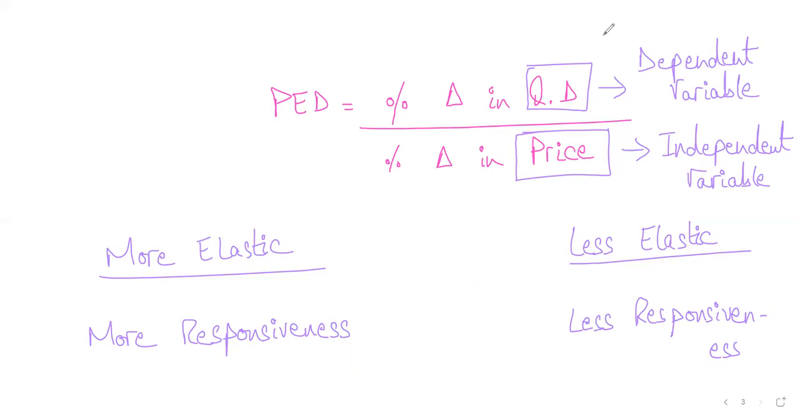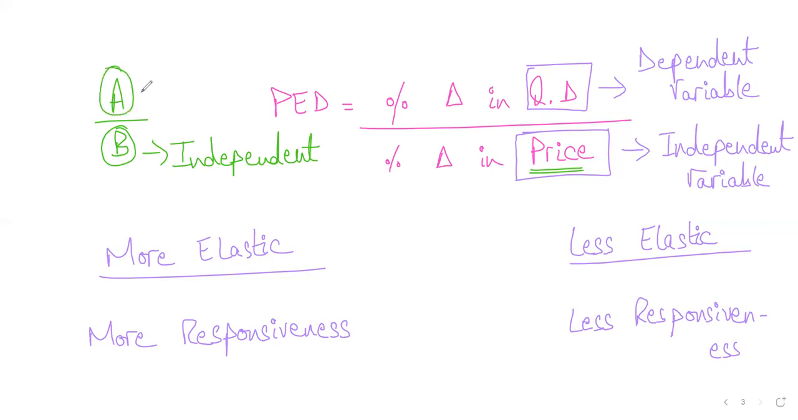Another thing that I told you over here is about price, the variable that's in the denominator. If it's A over B, A is in the numerator, B is in the denominator, B has to be the independent variable, that changes due to some of its own factors. And this change in B is causing a change in A, which is the dependent variable. Is everyone clear on this? Any confusion so far, you can ask me.